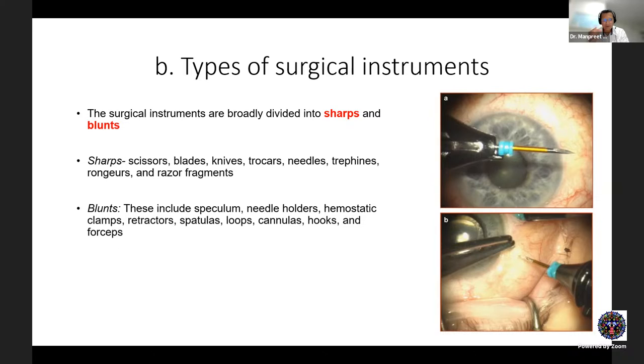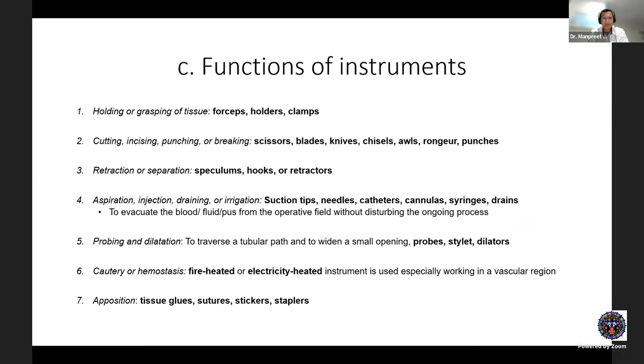The other instruments can be blunt. They include speculum, needle holders, hemostatic clamps like artery forceps, retractors, spatulas, and loops. They will not harm the tissue upfront. So just remember whether it is a sharp instrument or a blunt instrument. That's the type of surgical instrument.